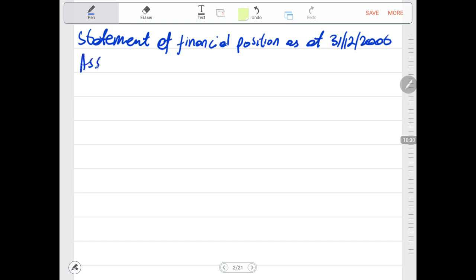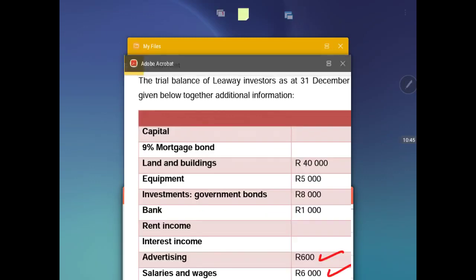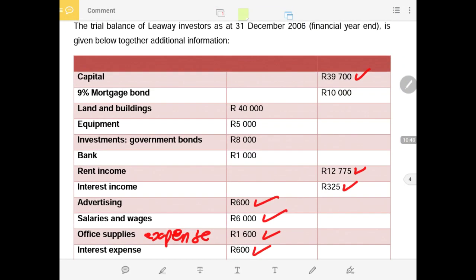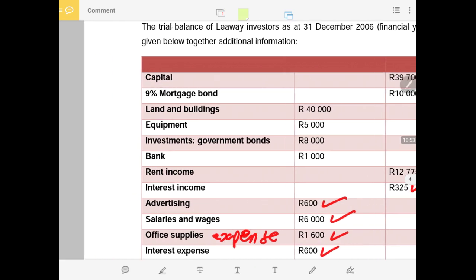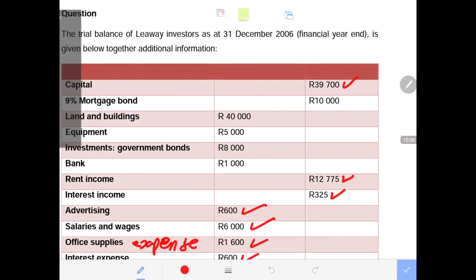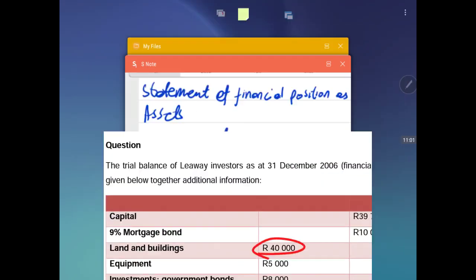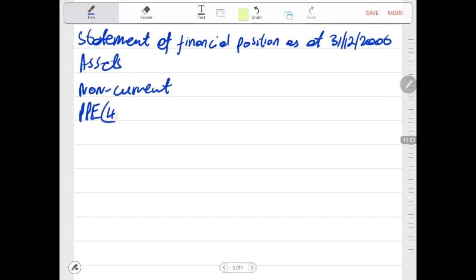We know that this statement starts with the assets, and our assets are classified into non-current, and under non-current we have property, plant and equipment. Then we open brackets and we look for the property, plant and equipment items. Then we have land and building that is costing an amount of 40,000 rands. So we record the 40,000 rands of the land and building.